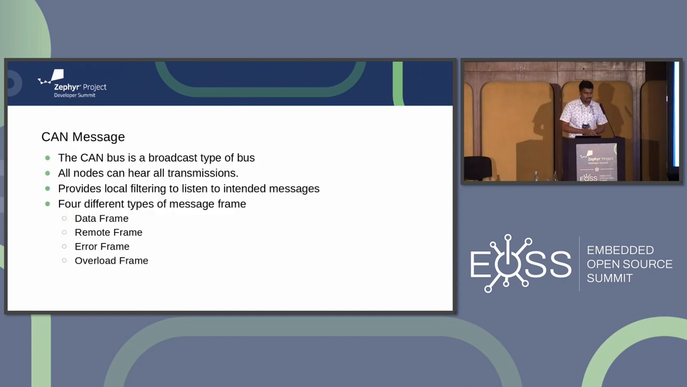CAN message. CAN protocol transmits messages in the form of frames. It follows a broadcast type, meaning any node in the network can receive the message. And it has the capability to whitelist which messages it is interested in. For example, take a particular message ID like 123 or 456. If it is interested in one particular message, it can filter those messages alone.